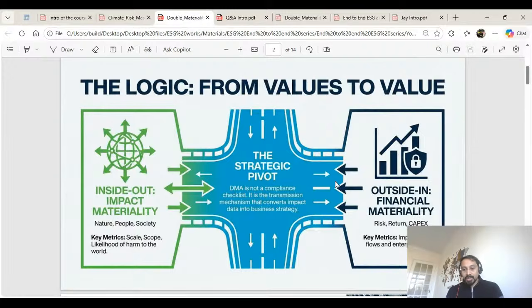Similarly, outside in, which is financial materiality, is called risk, return, capex, cost of capital, investment, and other things. So how people and products are going to impact your whole operations. That will impact your financial risk. And overall, if you merge it all together, it covers the strategic pivot, which is the double materiality assessment. It is not a compliance checklist, it is a checklist for your transition plan for the whole sustainable journey.